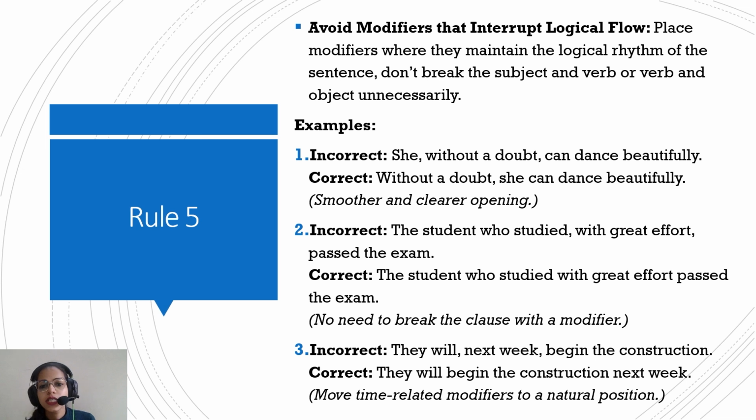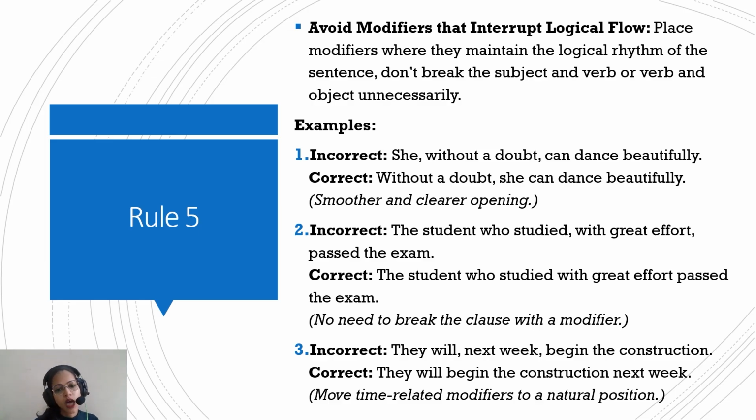Avoid modifiers that interrupt logical flow. So from parallelism we have understood logical flow is very important to grammar. So we should avoid modifiers that are interrupting logical flow. We should place the modifiers where they maintain the logical rhythm of the sentence and they don't break the subject-verb or the verb and object agreement unnecessarily.